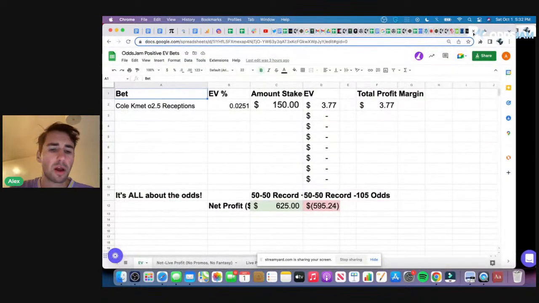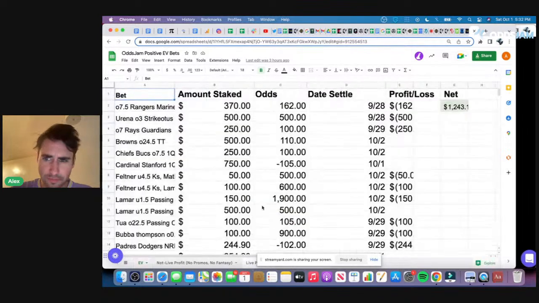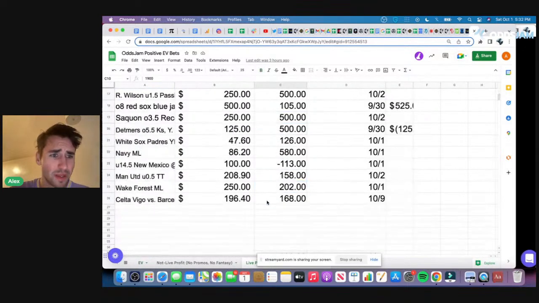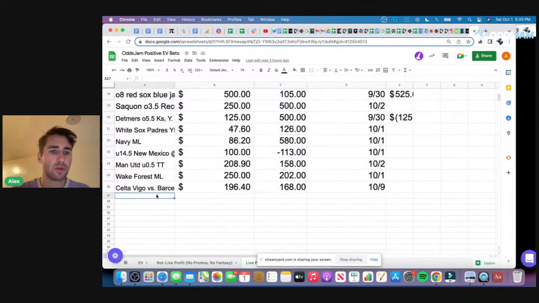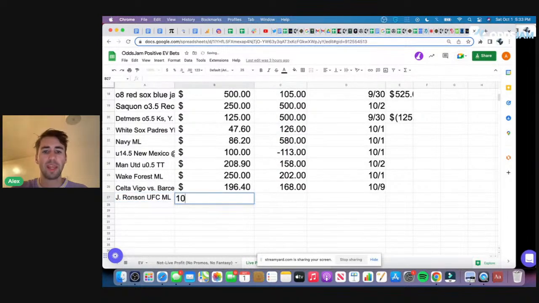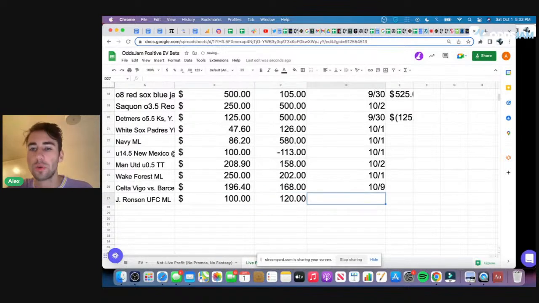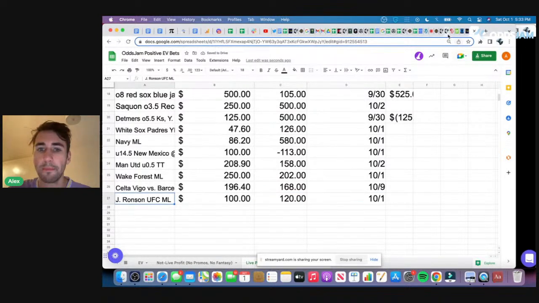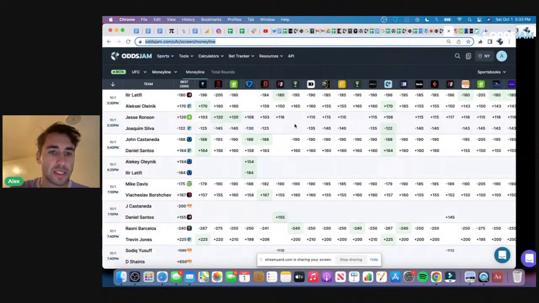Okay, so that's the first play we'll lock in on this live stream. Again, we've been tracking profit and loss on the live stream. This sheet should be in the description on YouTube. If not, it should be in the last live stream or some of these full-length ones. So UFC money line, we have Jesse Ronson for $100 at plus 120 odds, and this game is today.